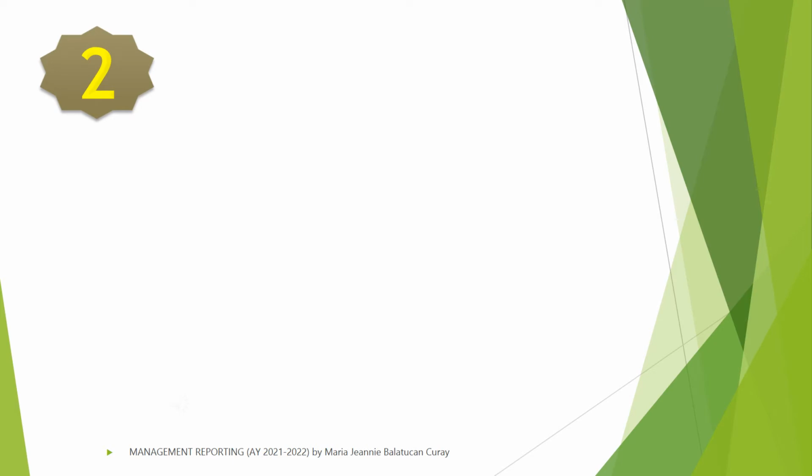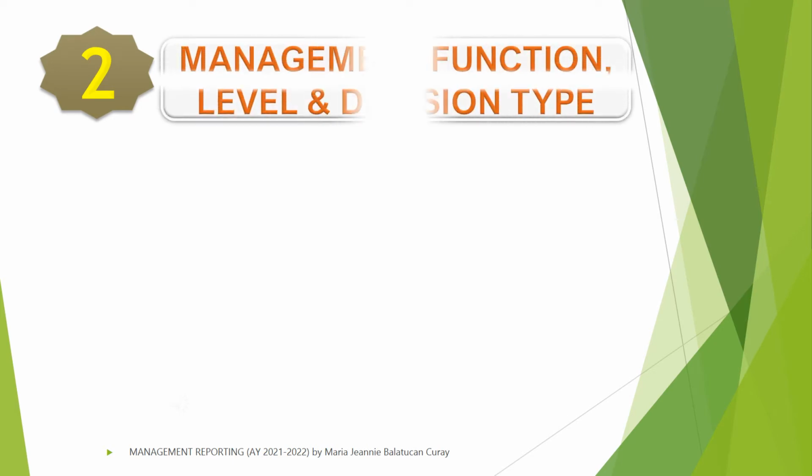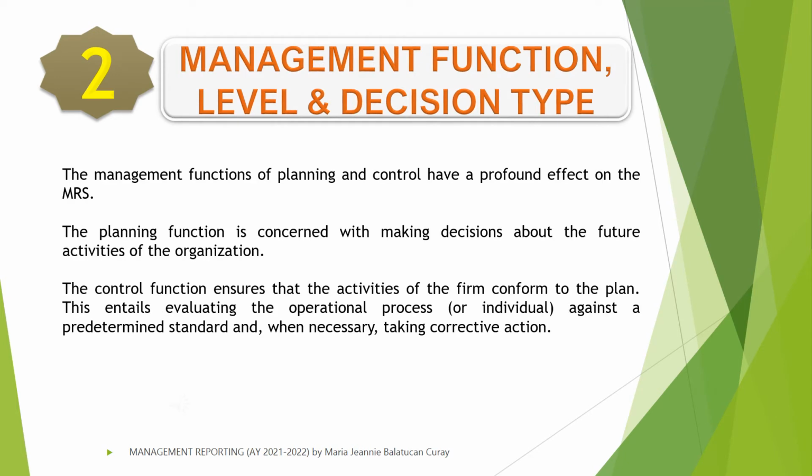The second factor that influences MRS is the management function level and decision type. The management functions of planning and control have a profound effect on the MRS. Here, the planning function is concerned with making decisions about the future activities of the organization, while the control function ensures that the activities of the firm conform to the plan. This entails evaluating the operational process against a predetermined standard and, when necessary, taking corrective action.